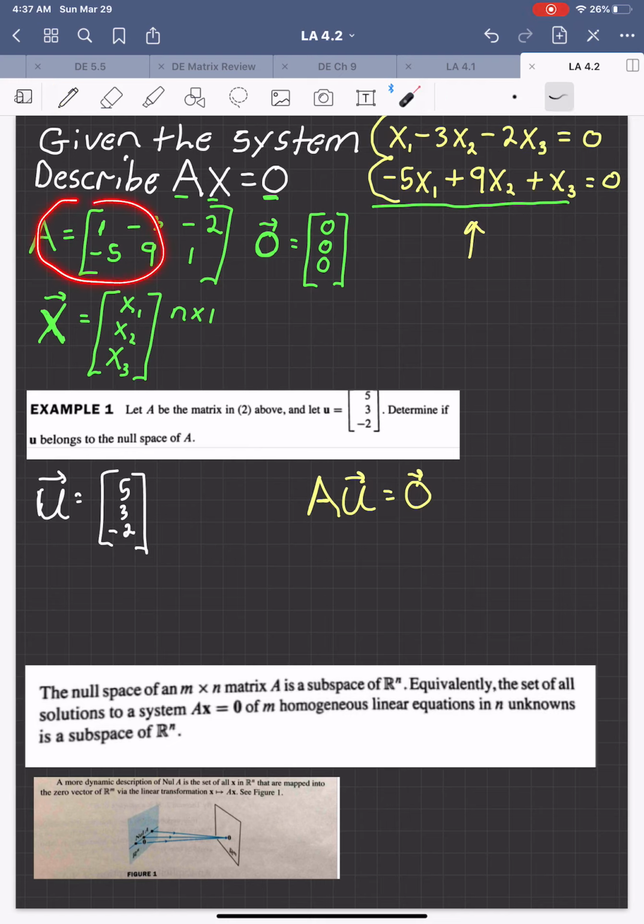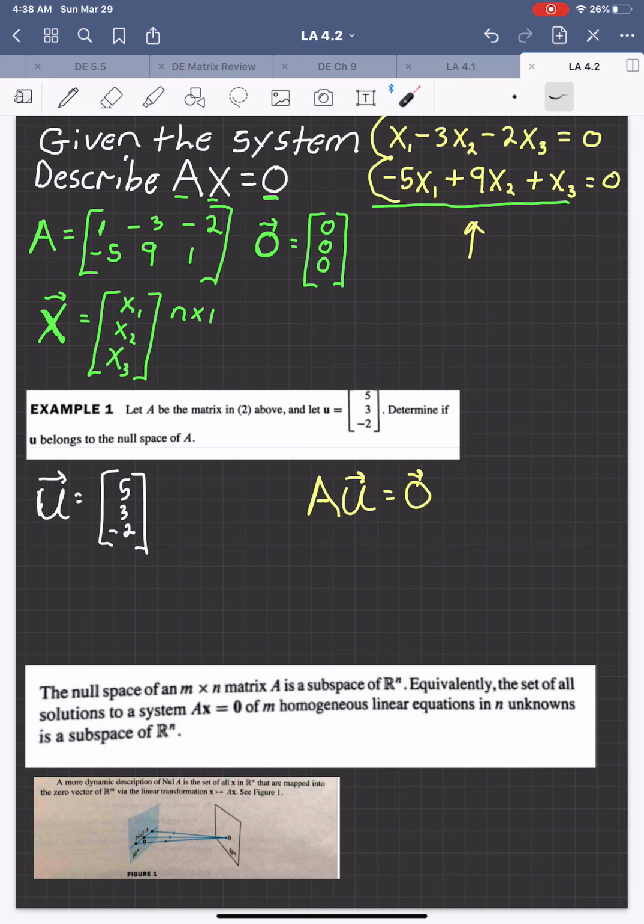Okay? This is kind of what you're seeing in this picture down below. I'm going to make this picture larger in just a second. But do you see how everything is mapping to the 0 vector? Right? So that's what I meant by that linear transformation. But let's not get too far ahead of ourselves. The real question is, if I plug 5 and 3 and negative 2 in for these variables in this initial system, do I get a true statement? Do I get 0 equals 0?